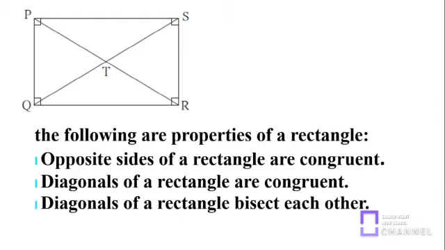Properties of rectangle. Opposite sides of a rectangle are congruent. Diagonals of a rectangle are congruent. Diagonals of a rectangle bisect each other.